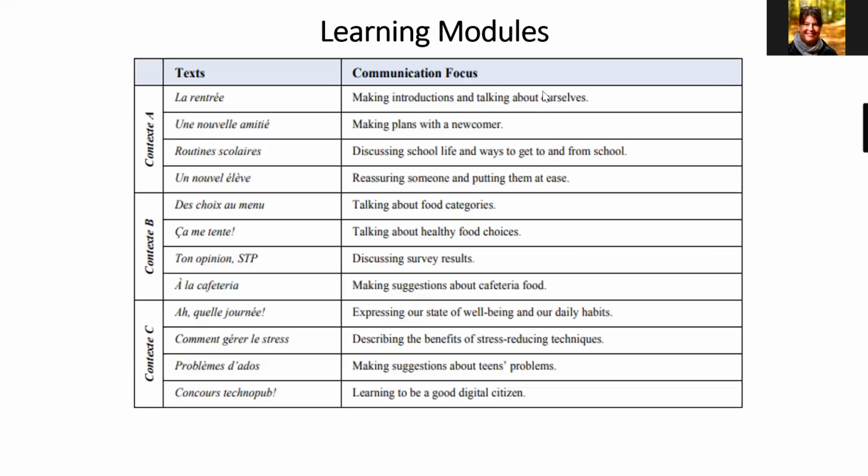So each 40-page learning module is based on functional language, real life themes, and action-oriented tasks. In each module, there are three different social contexts, context A, B, and C, and they're focused on the same learning goal as students work towards action-oriented tasks. So what you see here on the slide are the texts listed on the left-hand column, which are taken from MRMV 2, module 1, On reste en bonne santé. So it gives you an idea of the type of texts that you're going to see in, for example, level 2, and what the communication focus is for each of these texts.